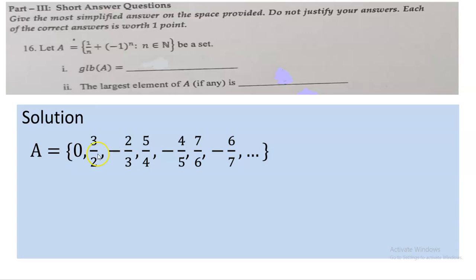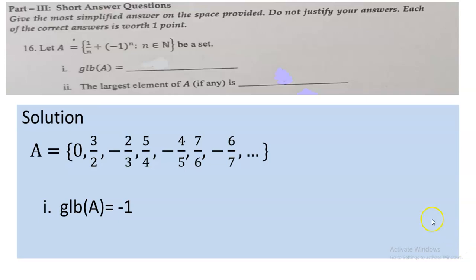These are obtained when n is 1, 2, 3, 4, 5, 6, 7. From this you can understand that this is 1.5 and this is negative 0.67 something, 1.25 something like that. So the greatest lower bound is going to be the smallest of all these, and this is going to be minus 1. The reason is as you see, this is minus 2 over 3, that is minus 0.67, and when you go to the next one, negative 4 over 5 is going to come.